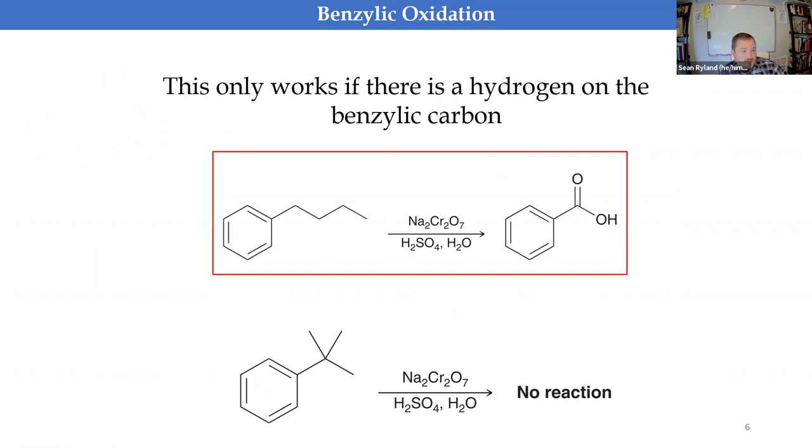However, this only works if there's a hydrogen on the benzylic carbon. So whatever the mechanism is, the hydrogen on the benzylic carbon must play a role. With a lot of these oxidation reactions, we don't go super in detail on the mechanisms because a lot of times the mechanisms are very convoluted and involve lots of steps when we're dealing with these metal oxidizing agents. In this one in particular, though, we can say we know that the hydrogen plays a role because if you try to oxidize t-butyl benzene, it doesn't work because the benzylic carbon has no hydrogen there.